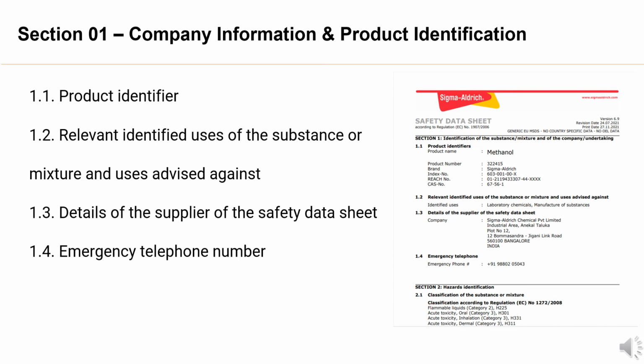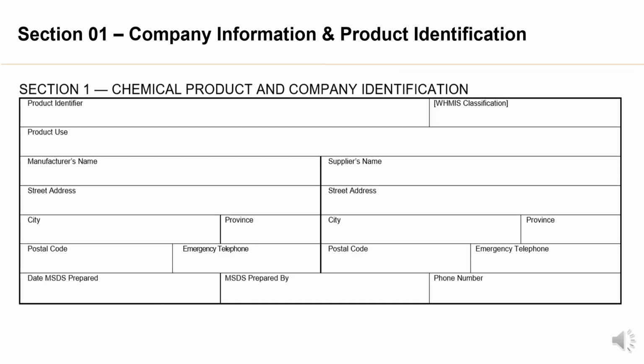Section 1, Company Information and Product Identification. 1.1 Product Identifier. 1.2 Relevant identified uses of the substance or mixture and uses advised against. 1.3 Details of the supplier of the safety data sheet. 1.4 Emergency telephone number. This section identifies the chemical on the SDS as well as the recommended uses. It also provides the essential contact information of the supplier.